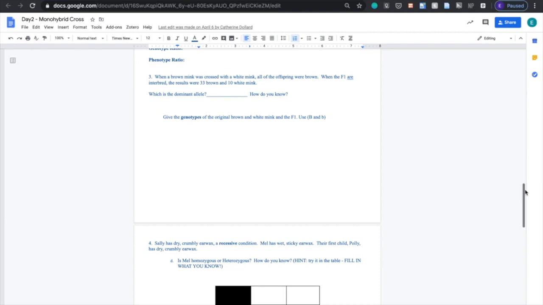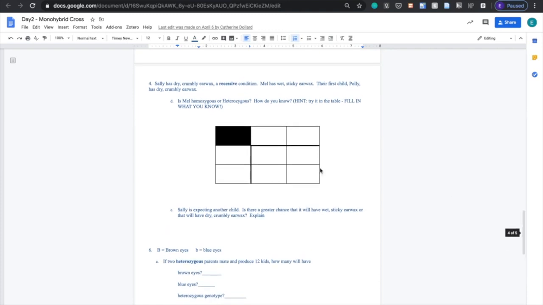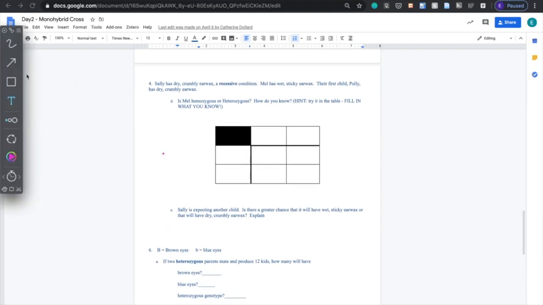Okay, so now here we are in part 4. I'm going to show you another way to work backwards. Sally has dry, crumbly earwax, a recessive condition. So we're going to use E's, right? Because it's recessive, we know her genotype is going to be lowercase e, lowercase e. And Mel has wet, sticky earwax. So we know that's dominant, so her genotype could either be heterozygous or homozygous dominant. It could be either, we don't know yet. But their first child has dry, crumbly earwax, which is recessive.